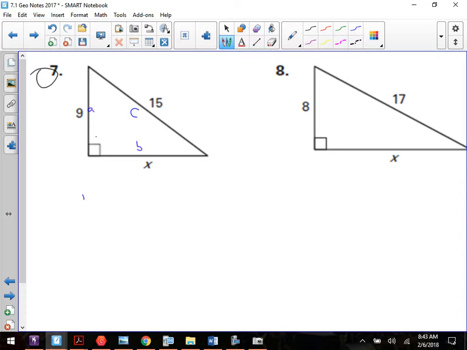So we all know that A squared plus B squared is C squared. It's just a matter of filling in the blanks. 9 squared plus X squared is 15 squared. And just pressing buttons on the calculator. Let's see, we get 81.